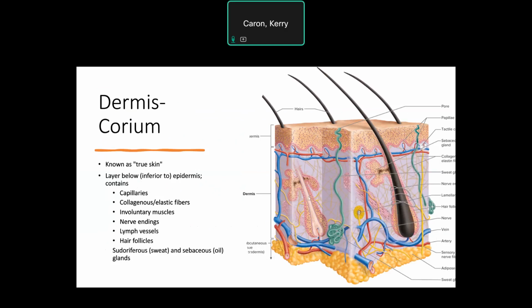We have capillaries. Remember, the epidermis is avascular, no vessels. We have collagen, elastic fibers, muscles, nerve endings, lymph vessels, hair follicles. This big, beautiful thing here is a hair follicle. You have sudoriferous glands, which are sweat glands, and sebaceous glands, which are oil.